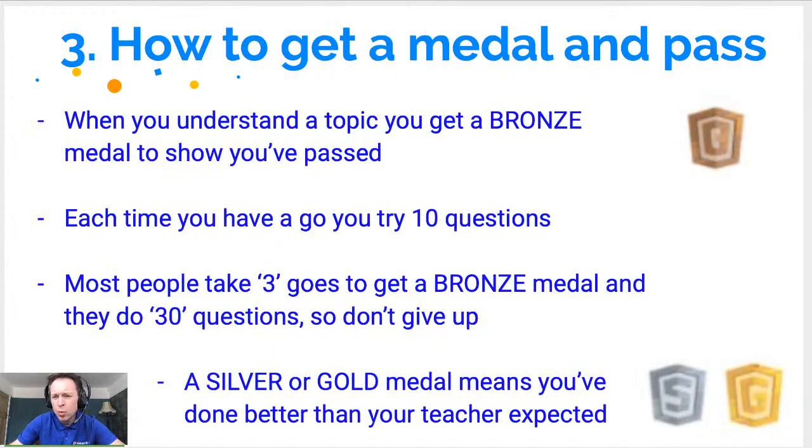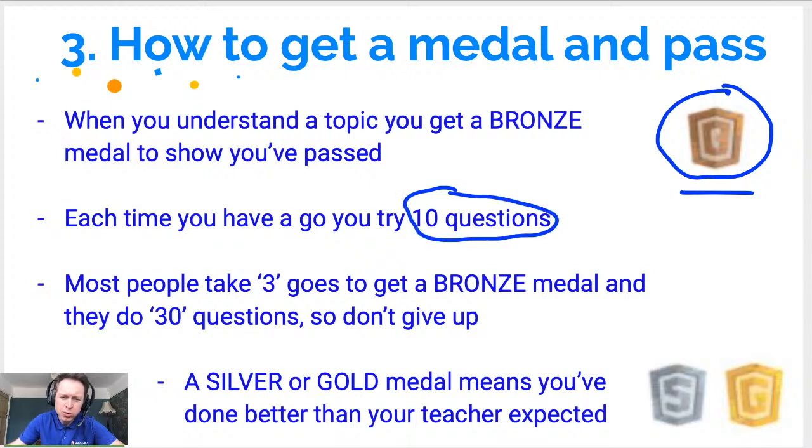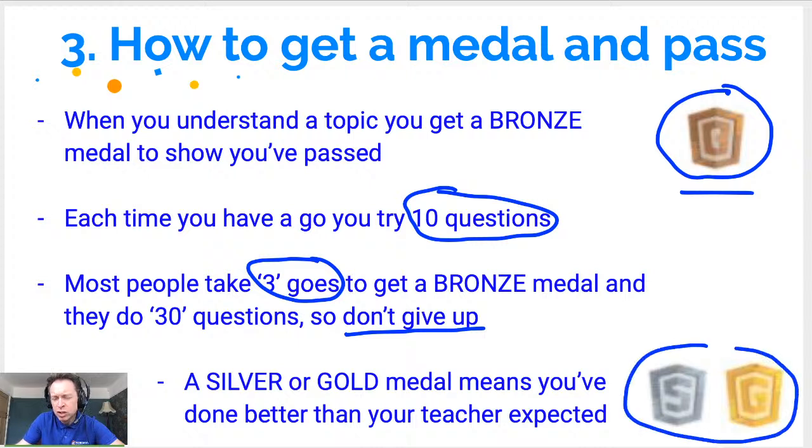Okay, so when you try a Mangahigh activity, you're trying to get a bronze medal. When you get a bronze medal, that means that you completely understand the topic. Now every time you have one go, you'll do 10 questions, and it takes most people 3 goes before they pass and get a bronze medal. So whatever you do, don't give up on your first couple of attempts. If you end up with a silver or a gold medal, that means you've done even better than the teacher expects. So remember, bronze is good and you can be very happy with that. If you get silver or gold, well, even better.